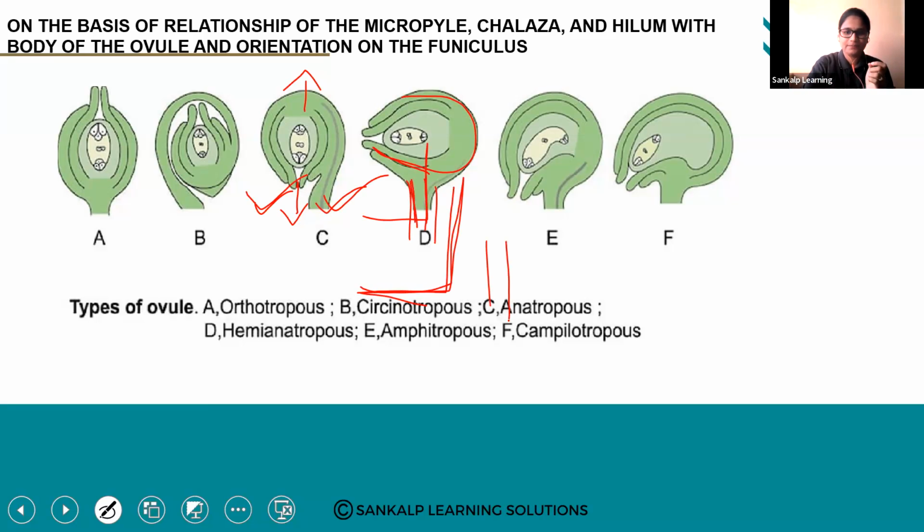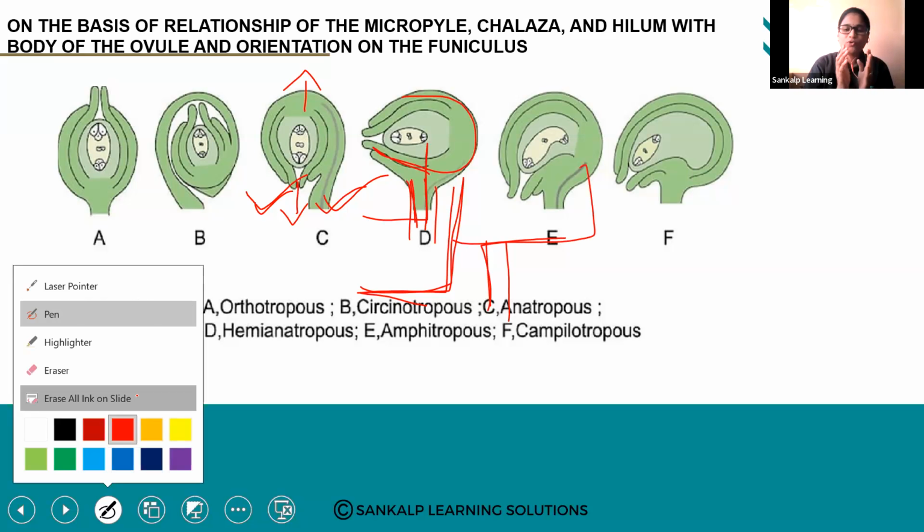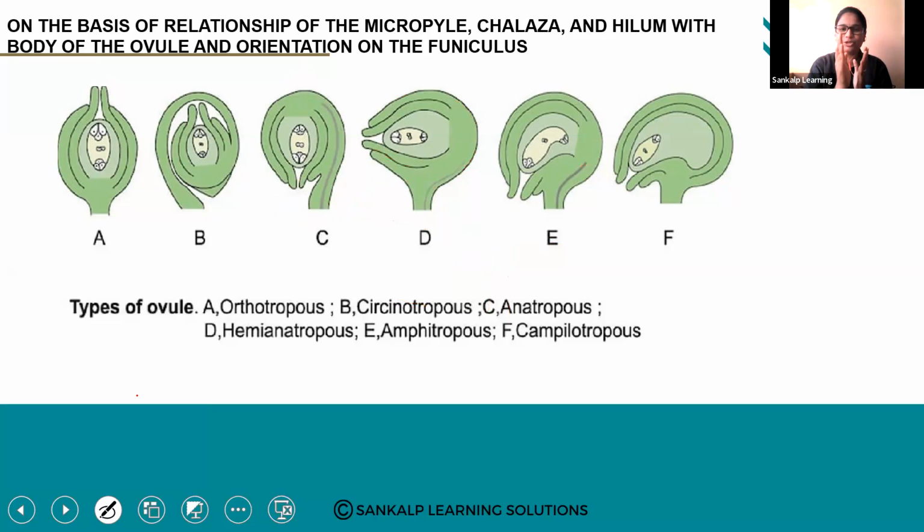This is a funicle, right? The ovule lies with it. So this is a right angle, right? So the ovule lies at a right angle to the funicle. This is called hemianatropous.